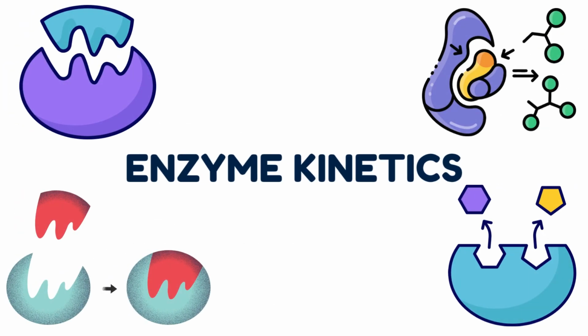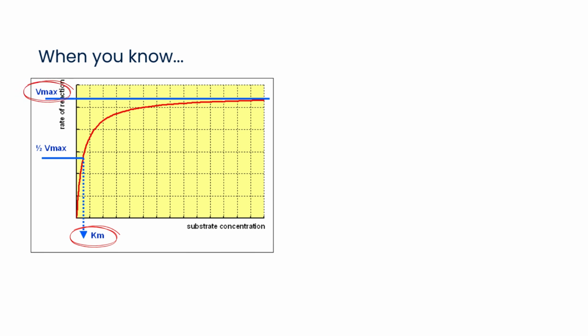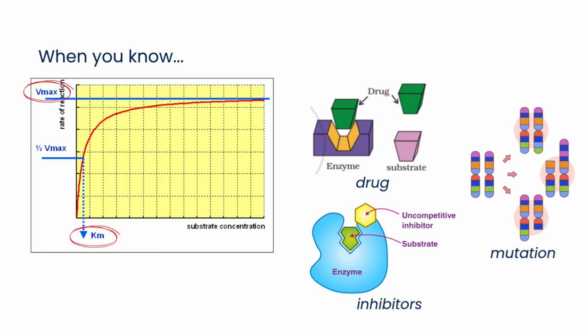Enzyme kinetics isn't about memorizing formulas. It's about understanding relationships. When you know how Km and Vmax change under different conditions, you can predict how drugs, inhibitors, and mutations will affect metabolism. And that's what the MCAT really tests.